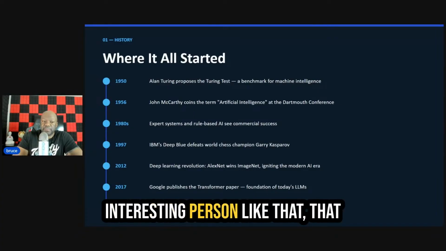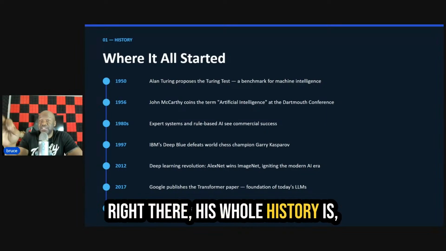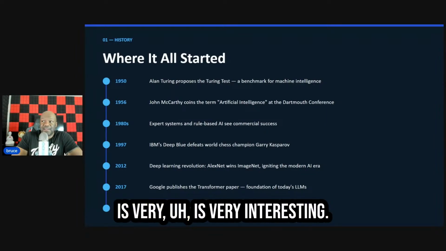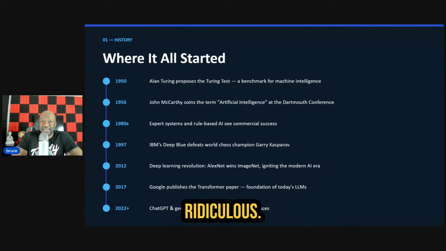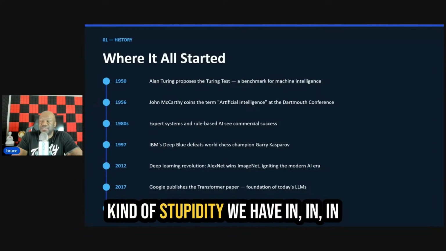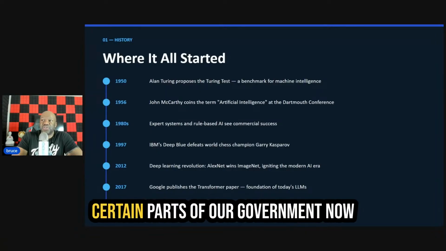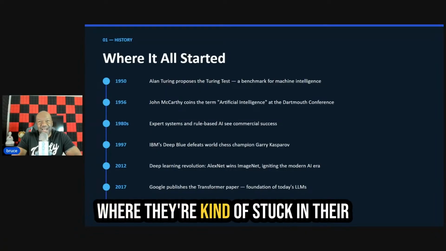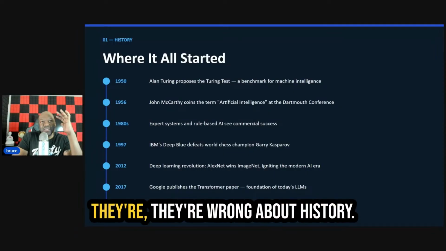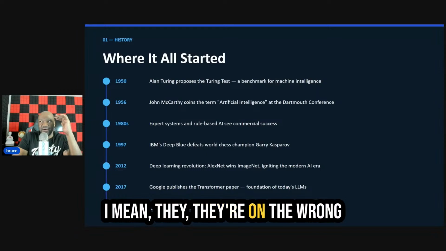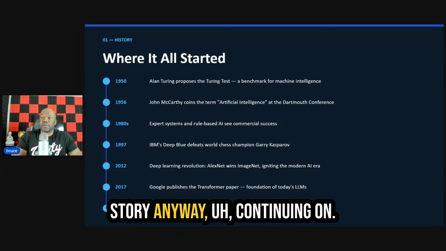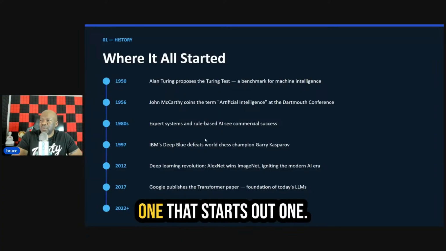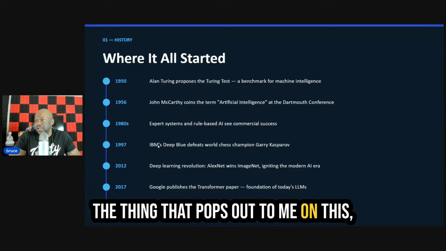Alan Turing is a very interesting person. His whole history is very interesting, so you should definitely check that out. You talk about government stupidity, the stuff they did to that man, ridiculous. And it's very reminiscent of the kind of stupidity we have in certain parts of our government now, where they're stuck in their own head and then they're wrong about history. They were on the wrong side of history with the choices they made about Alan Turing, because he had a very sad story.